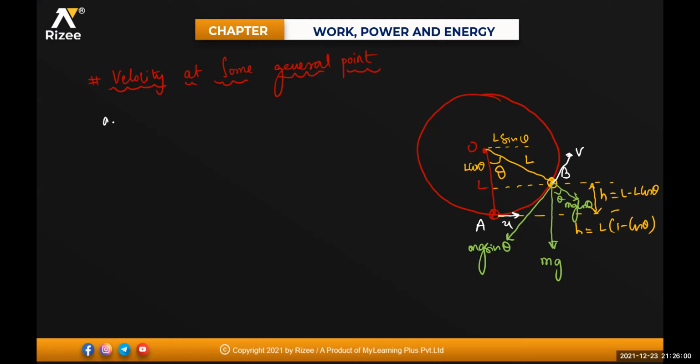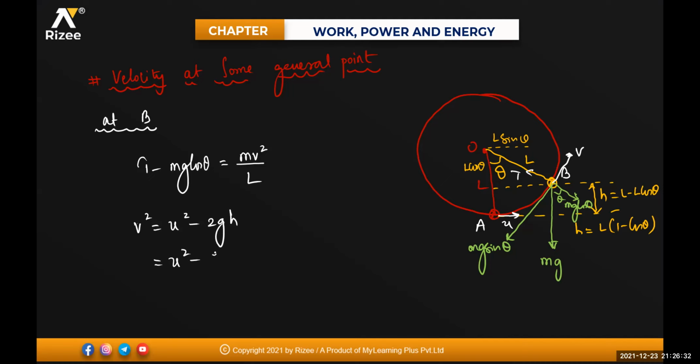Okay. So at B, the net force will always be in which direction, beta? Towards the center. That means the tension in the string is T. So T minus m g cos theta will be equal to m v square divided by the radius, that is L. Okay. So I can use the relation from here, as the particle is moving in the upward direction, v square is equal to u square minus 2g h, that is equal to u square minus 2g.